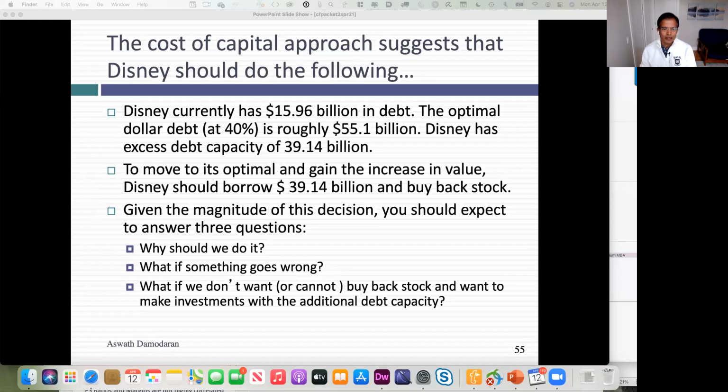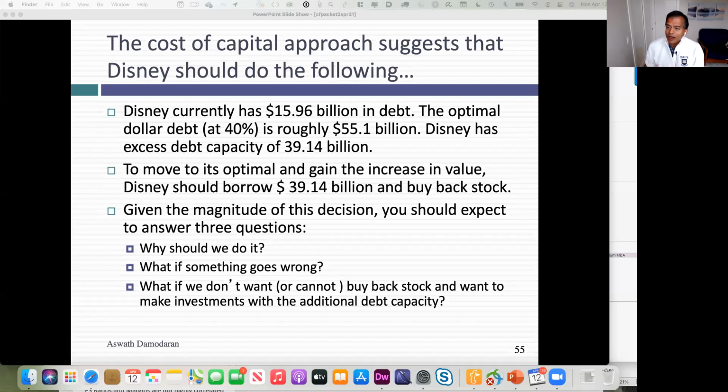We tried that with XYZ widget company. Kind of an unsatisfying experience. But I tried it on Disney, and the basic mix I came up with is 40% debt, 60% equity. Now, what I want to do is flesh out what that means for Disney as a company. So let's review. Right now, Disney is at about a 12% debt ratio. They're about $16 billion in debt. And based on my analysis with the cost of capital, I'm telling them to go to a 40% debt ratio. That's about $55 billion in debt.